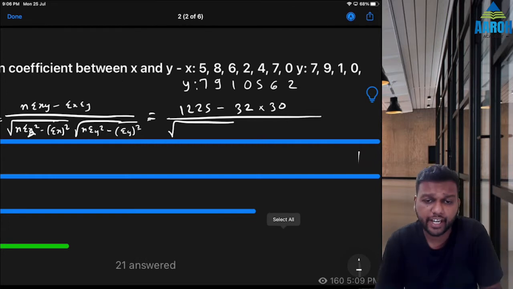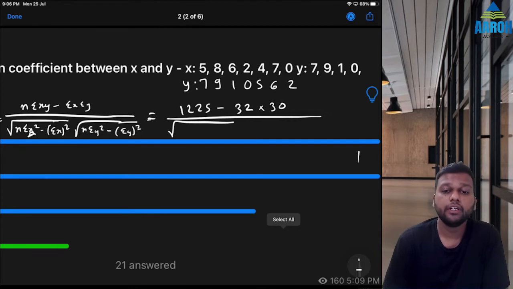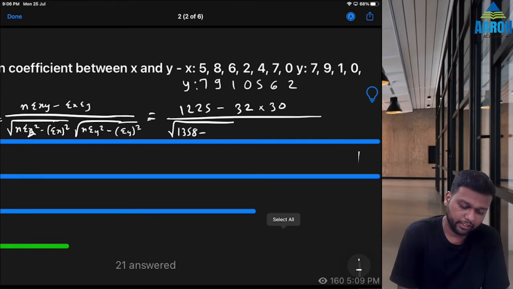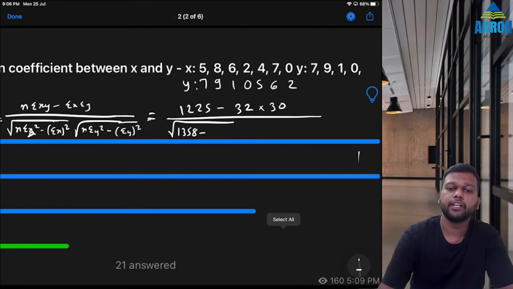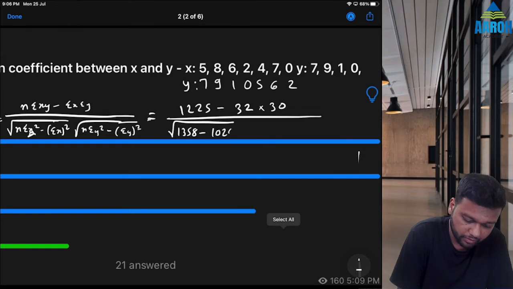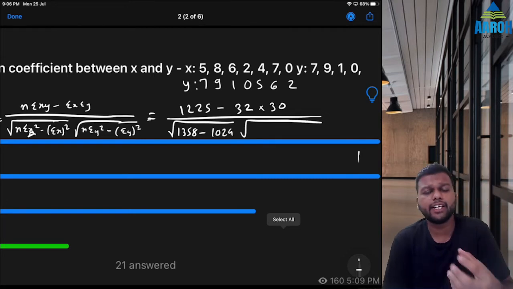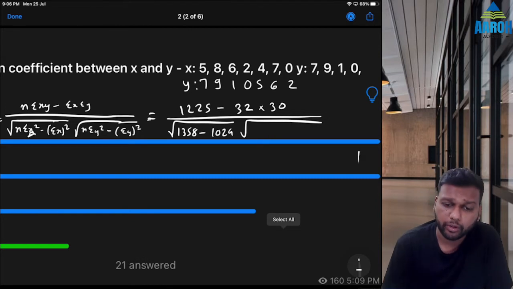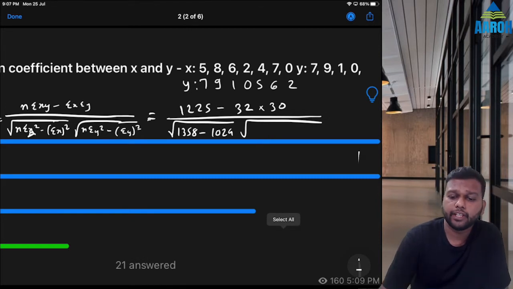Check if it is 194 when you press M plus MRC, and into 7 is 1358 minus summation x square, which is 32 square. What is 32 square? 32 into 32, or 32 into equal to is 1024, right? Into second bracket, same for y. 7 into equal to M plus, 9 into equal to M plus, 1 into equal to M plus, and so on. And then at the end multiply it by 7. Let's check how much it is.